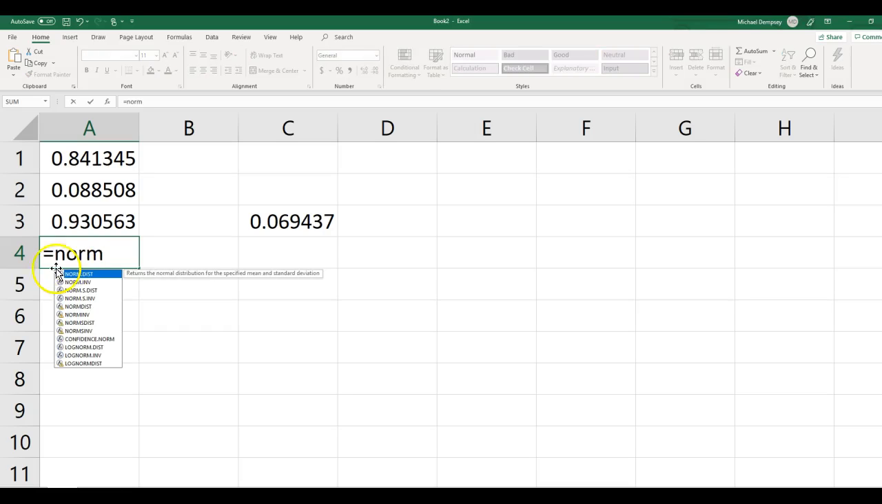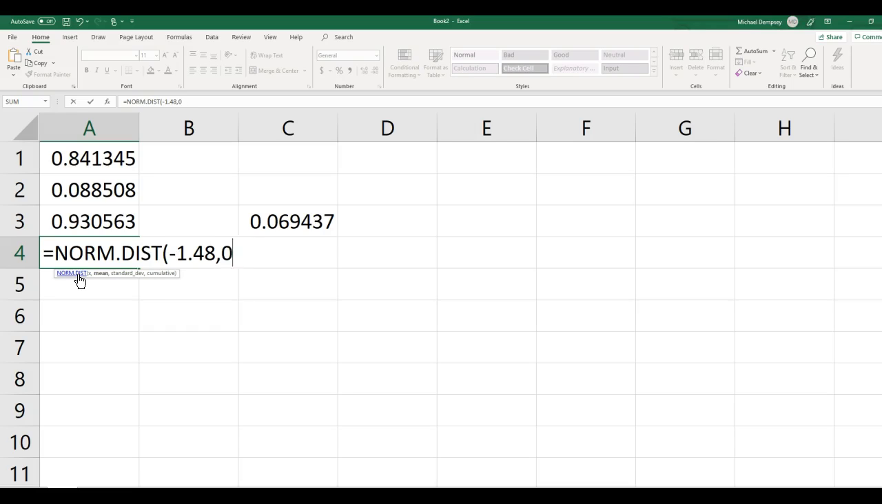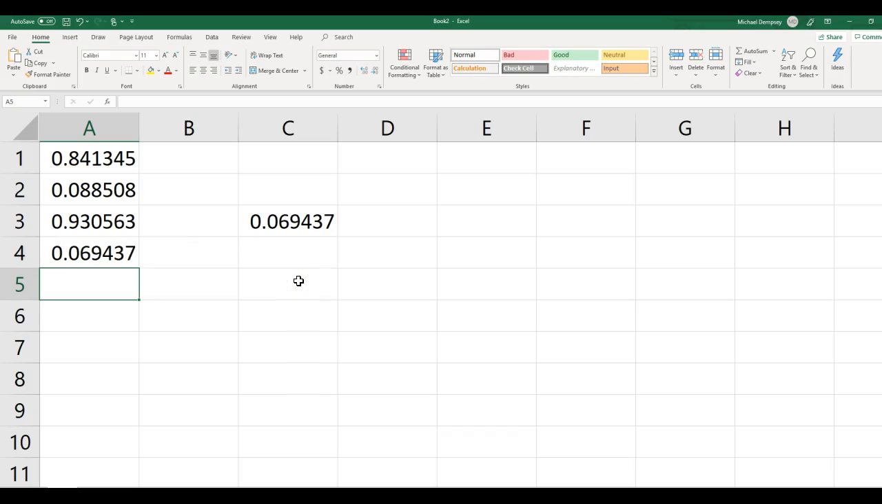All right, or what could I have done here instead? Equals, start typing in normal. Instead of just going with 1.48 and I want the area above it, let's use negative 1.48. Let's get the area below negative 1.48. That's going to be the same as the area above positive 1.48, and we still want true. Okay, 0.0694, same answer, right?